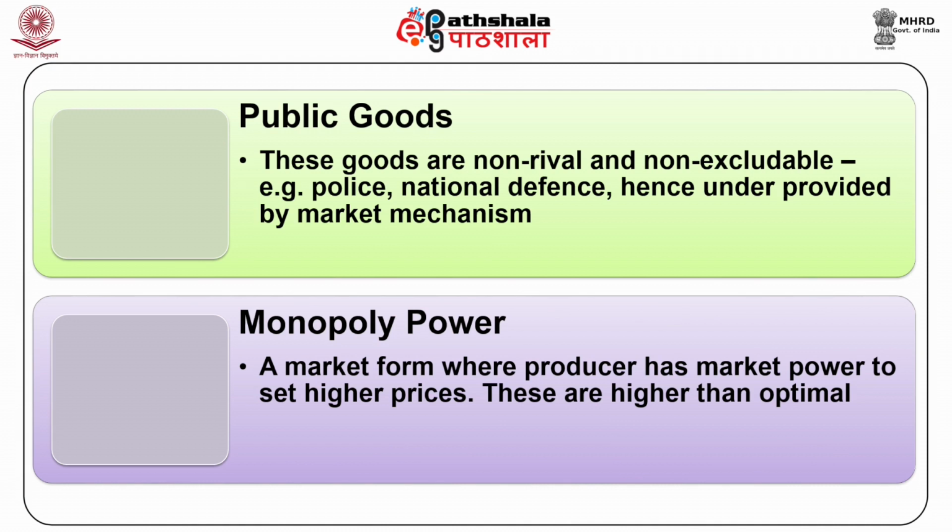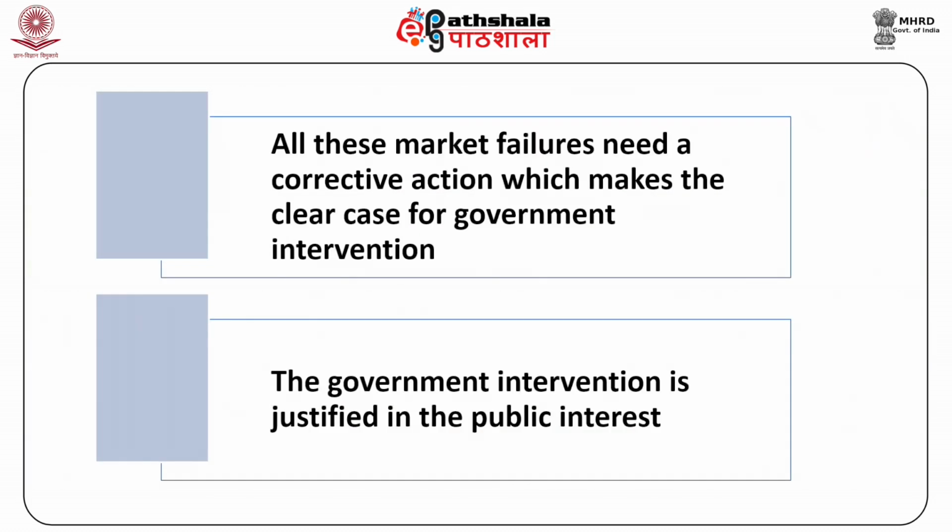Public goods, these goods are non-rival and non-excludable, for example, police, national defense, hence under-provided by the market mechanism. Monopoly power, a market form where the producer has market power to set higher prices. These are higher than optimal. All these market failures need a corrective action which makes the clear case for government intervention. The government intervention is justified in the public interest.